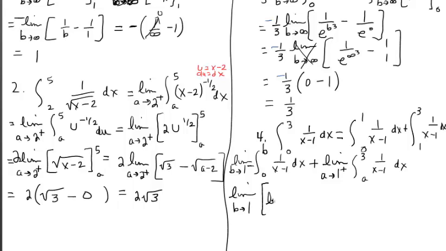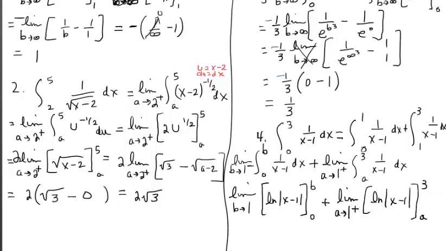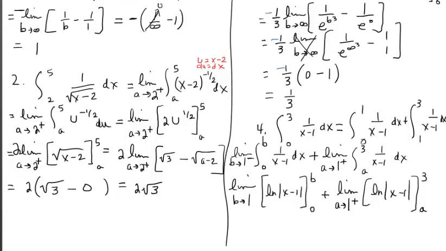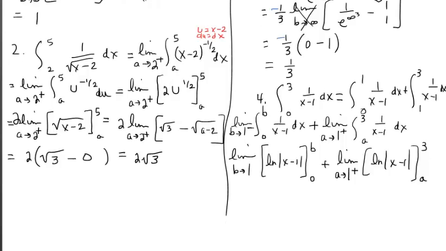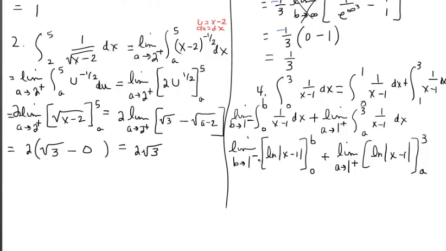So I'm going to go ahead and find the antiderivative, which is natural log absolute value of x minus 1. 0 to b. Likewise here. From a to 3. I know this is from the left. You're going to do the evaluation part and then do the limits. Get us to that point right there.